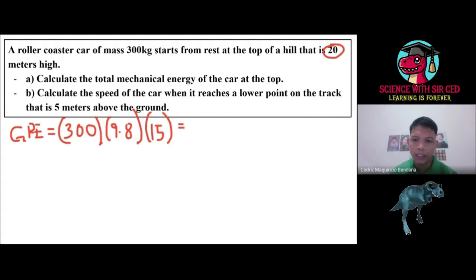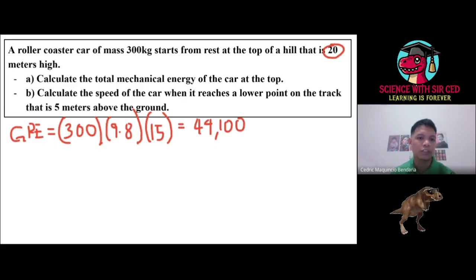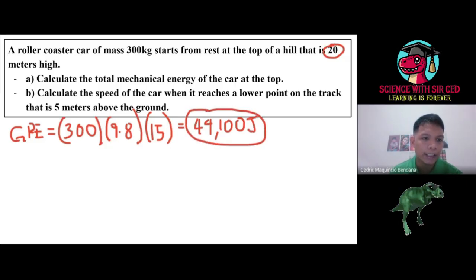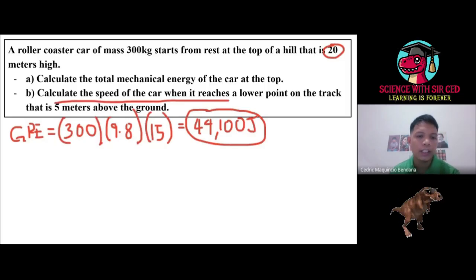Using our calculator, we do it again: 300 multiplied by 9.8, now multiplied by 15 only, not 20. Making it tricky but not difficult. Okay? So we have 44,100 joules. Since you already calculated the PE, and the PE is converted, this is also your KE. Now we are going to calculate the speed.